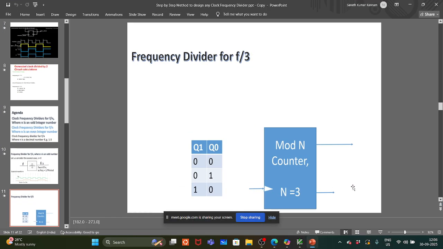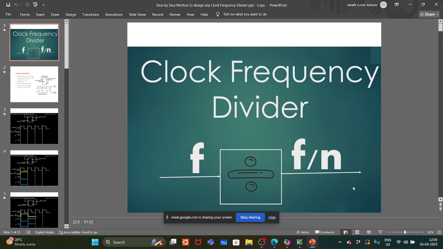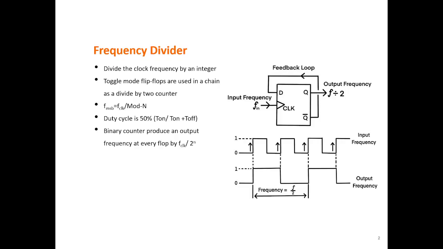So which topics did we complete in the last class? Can anyone say? Registers. Registers we completed. Those are SISO, SIPO, PISO, PIPO. So the next topic is frequency dividers. What are these frequency dividers? We'll see. Frequency dividers divide by n.